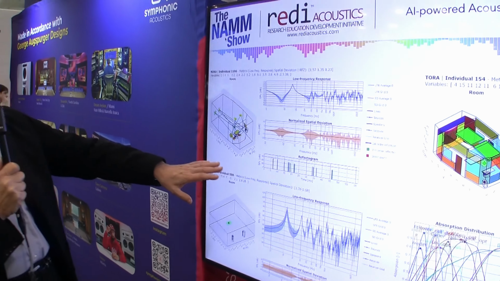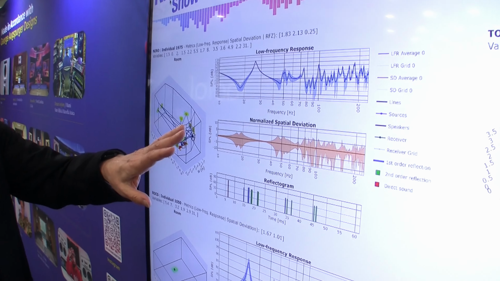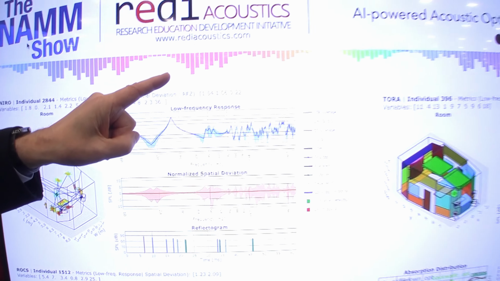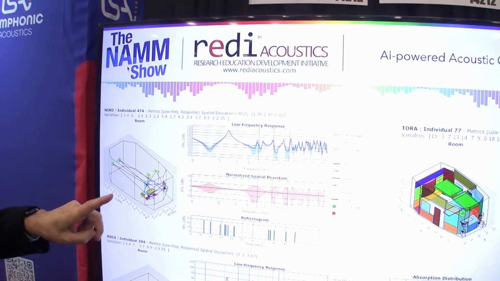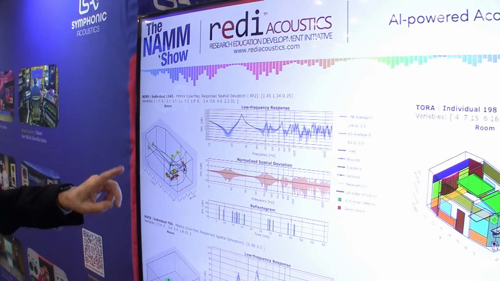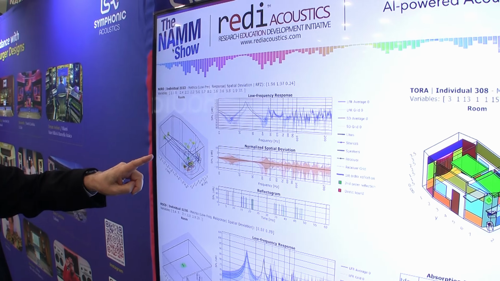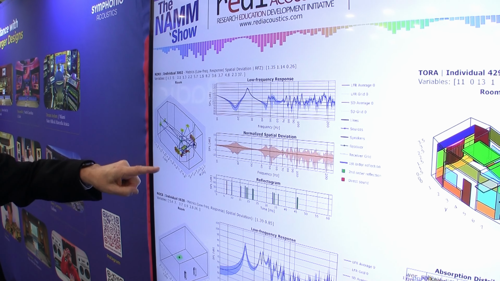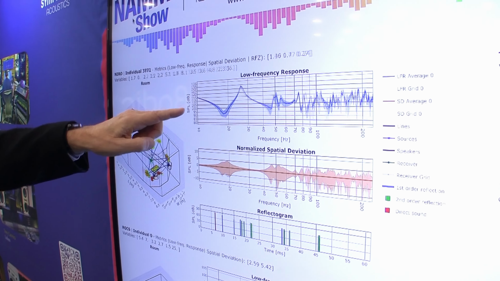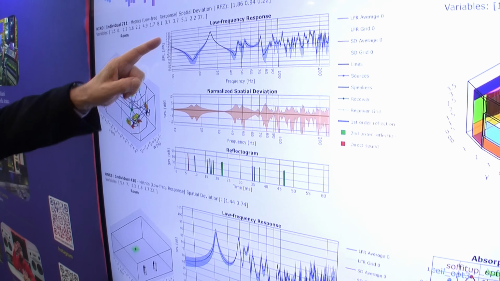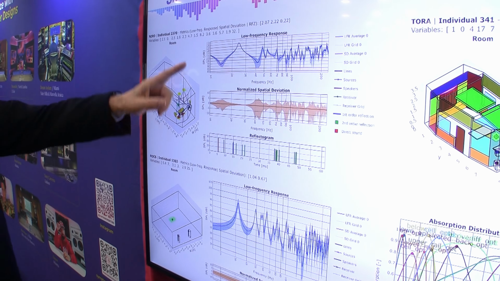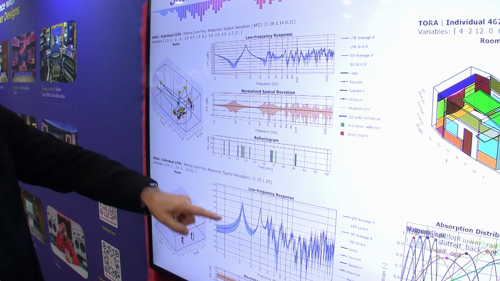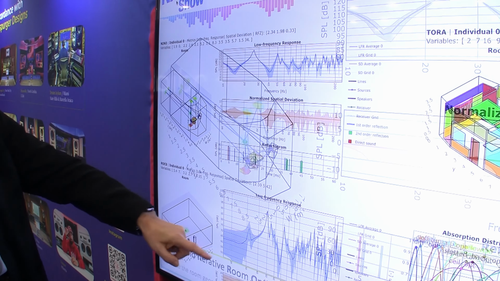So here we see the package that we have developed. It's an AI-powered acoustic optimization tool called Nero, non-optimal iterative room optimizer. Here what we're doing is we're optimizing 4 variables. We have identified these metrics so that if these metrics are optimized, you have a neutral control room.